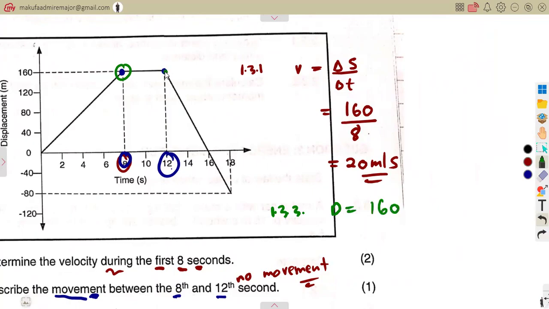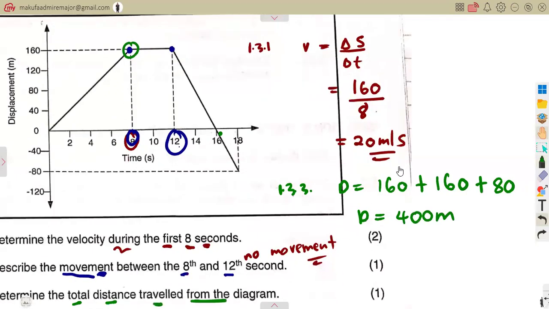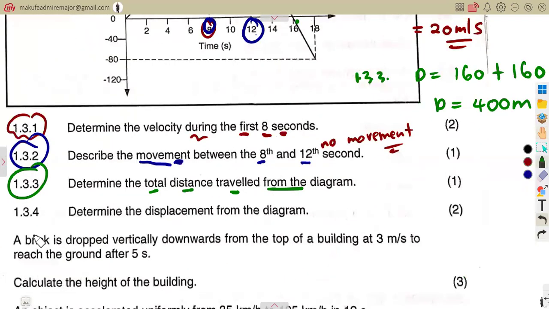Then from this point up to this point, like I explained before, even though we are going down, that is 160 meters covered. Again, we move from this point. Remember, this is at 0 here. So from 0 going down, we are going up to -80 there. We have to add up everything. So that is 80. So that is our distance in meters covered, which is 400 meters. All right, that is from the diagram.